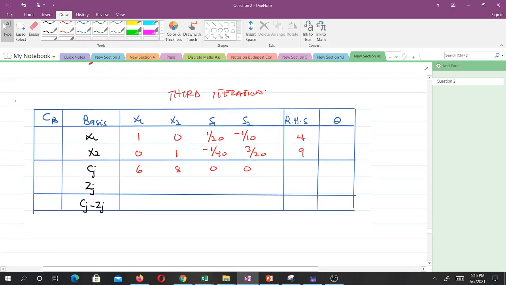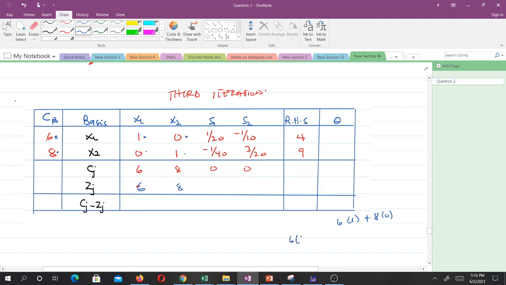Okay, so s1 in the objective function is 6, and s2 in the objective function is 8. Right? So we also write that one here. Now we have to get our zjs. The zj for this entry, for instance, will be 6 times 1 plus 8 times 0, which will be 6. This will be 6 times 0 plus 8 times 1, which will be 8.